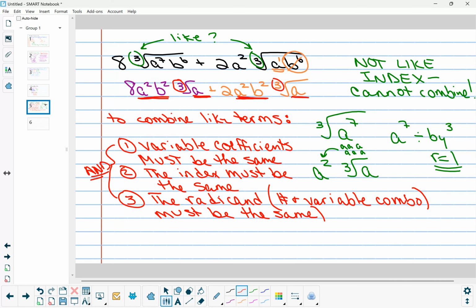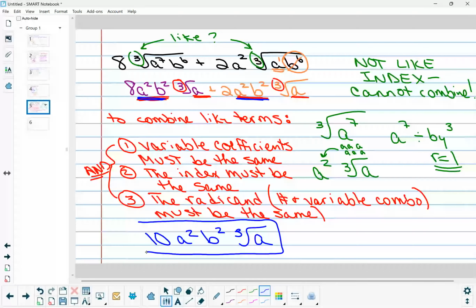Okay, and that does happen in this problem, right? Here's the variable coefficients, a squared, b squared. The index is 3, and the radicand is an a. So I can now just combine my coefficients out front, which in this problem, I have an 8 and a 2, so I'm going to get a 10. These don't change when I combine like terms, so I get a squared, b squared. I have to put my cube root in, and then the radicand stays an a. So this is the answer to this problem.